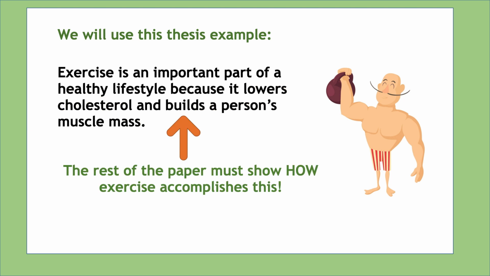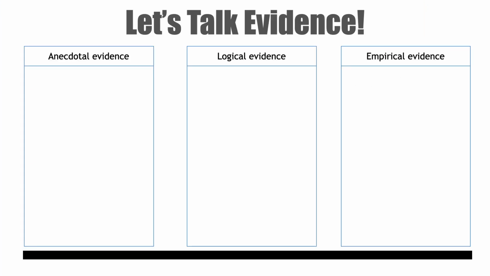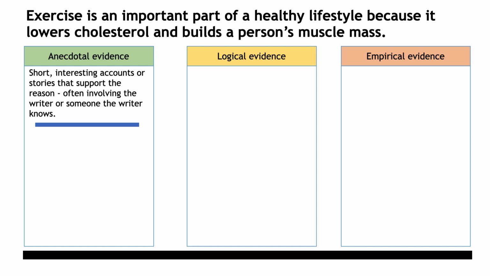So now the rest of the paper must show how exercise accomplishes this by using convincing evidence and explaining our thinking. 3 of the types of evidence you can use include anecdotal evidence, logical evidence, and empirical evidence. Let's look at a definition and an example for each one. Anecdotal evidence are short, interesting accounts or stories that support the reason. Often, these anecdotes involve the writer or someone that the writer knows firsthand.